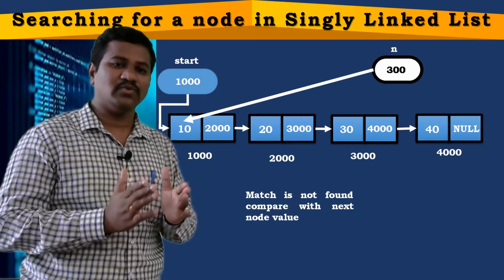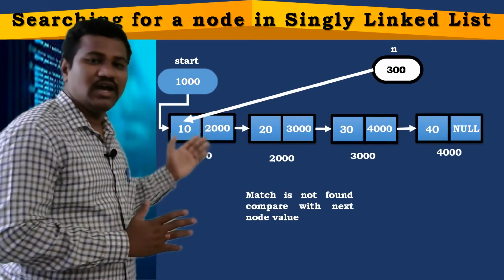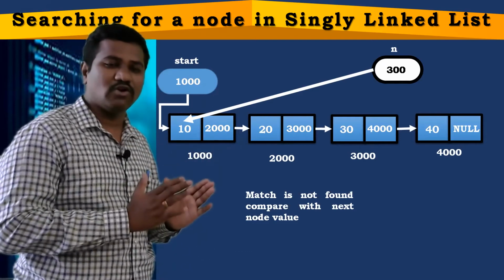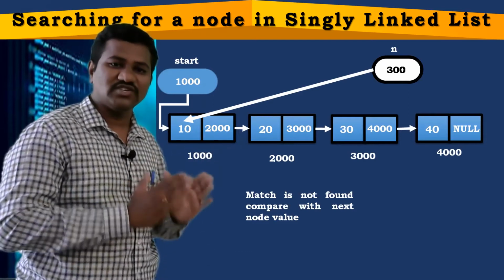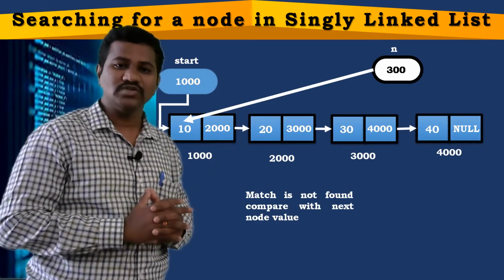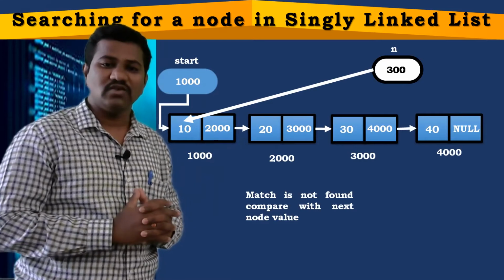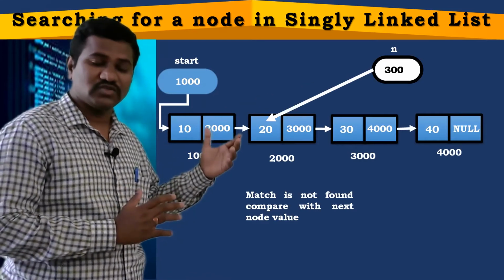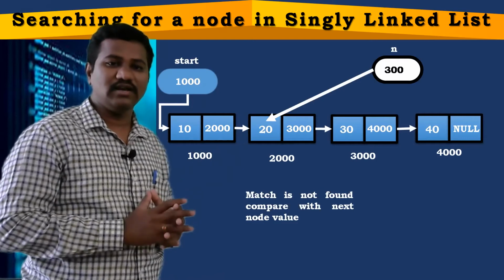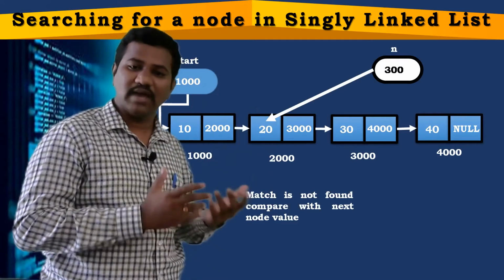We'll make temp point to start and compare 300 with the first node value. If a match is found, we stop the process. If a match is not found, then we compare 300 with the next value, 20. So 300 with respect to 10 we have done, match is not found, and 300 compared with 20, match is not found.